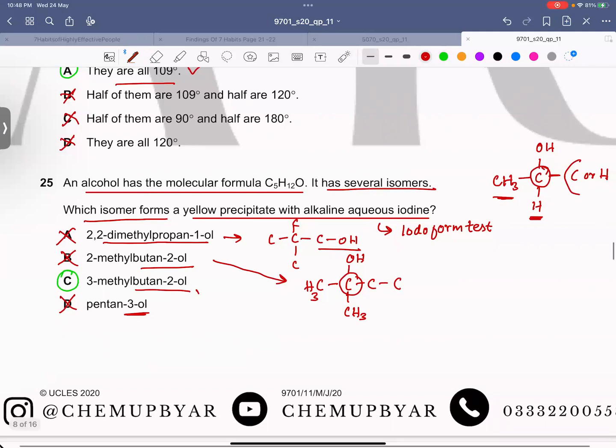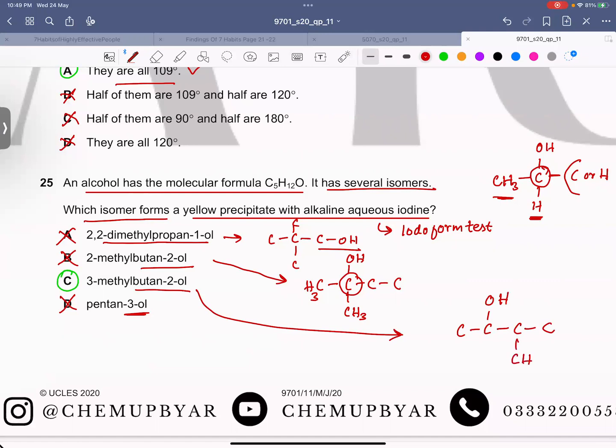Let me draw C to make you understand. See, butan-2-ol, butane also has 4 carbons. On the second carbon, you have an OH, and on the third carbon, you have a CH3. So see, this carbon which has an OH has a CH3 on one side, H on the other side, and a carbon chain on the third side. And the fourth side has the OH itself. So this structure is fulfilling the conditions that are needed for the alcohol to give you a positive iodoform test. Is this understandable?